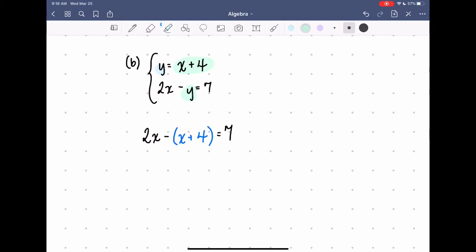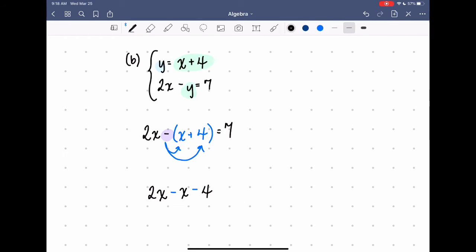And it's important that we put the parentheses there because now we have distributive property. I have to distribute that negative. And if I distribute that negative, all that's doing is changing the signs of all the things inside the parentheses. So it'll make it 2x minus x minus 4. Because it was originally a positive x plus 4. Now it's negative x minus 4 equals 7.